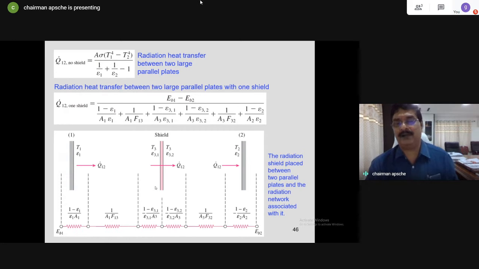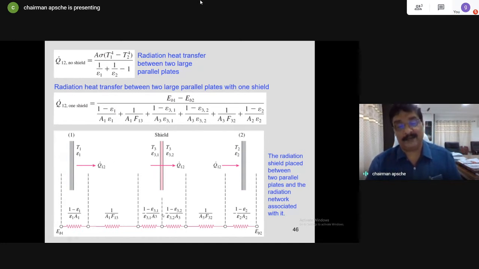Now, let me not take too much time on this. A third surface that is introduced is always called a shield. Whenever a third surface is introduced between the two surfaces, the radiation heat transfer becomes reduced. Particularly, I was talking about liquid nitrogen, cryogenic temperatures, where insulation is very, very important. In such cases, to reduce the radiation heat transfer, you introduce a shield.